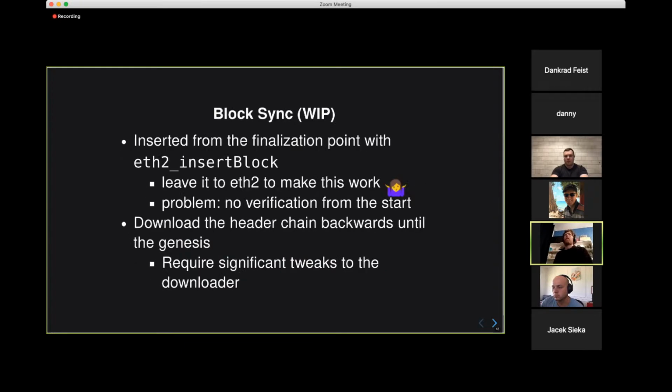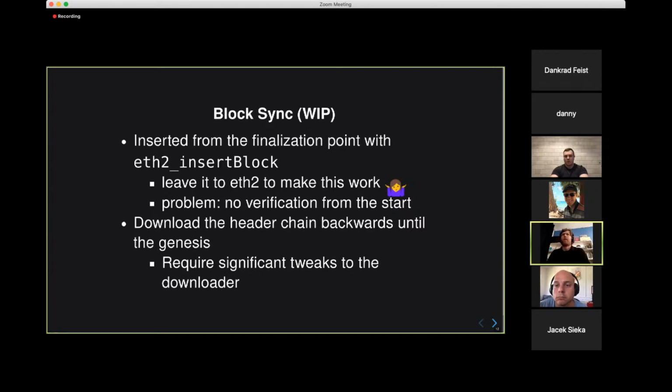And the last part is about the synchronization. There are really two methods that I can envision. It's still something that we are thinking about in the Geth team, or at least I'm still thinking about it. But there are two possibilities.